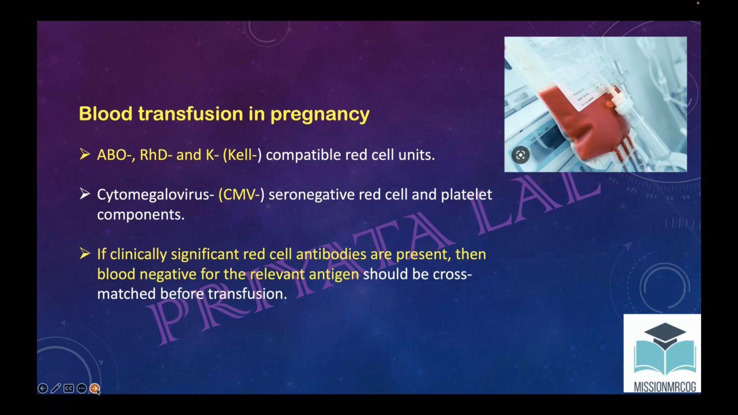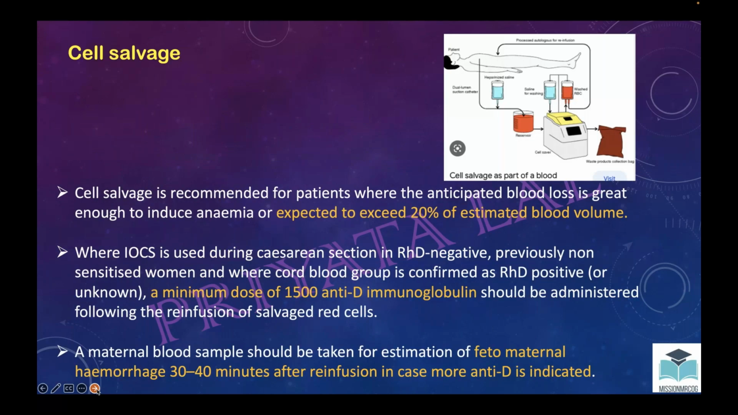Now the cell salvage, the same thing again. The guidelines say cell salvage is done if the anticipated blood loss is more than 20% of the estimated blood volume. So you may get a question from this number. Apart from this, if cell salvage is done, then again they are repeating that 1500 international units of anti-D is to be given, and we also do the test for FMH within 30 to 45 minutes of this process. It is the same as what we read from the anti-D guideline, but it was also in your blood transfusion guideline, so I put it again.